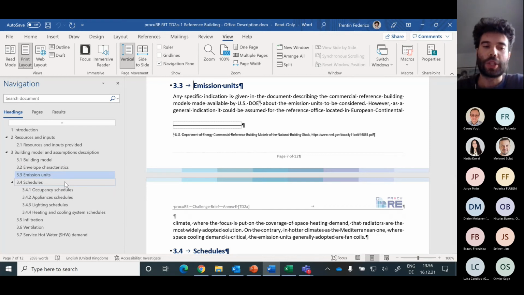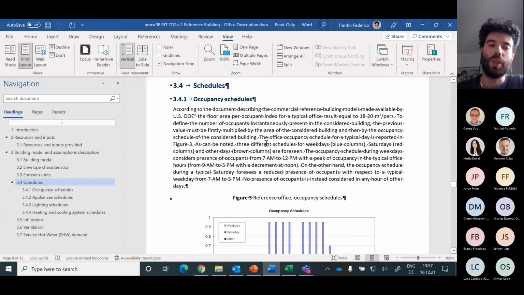And then we have the schedules section, in which basically we define the internal gains that you have to consider, because internal heat gains contribute to the thermal energy balance of the building, and must be taken into account. Basically, we consider three sources of internal heat gains in the building that are related to the presence of occupants, to the use of appliances, and the use of lights. How can you define the heating contribution of each of these sources?